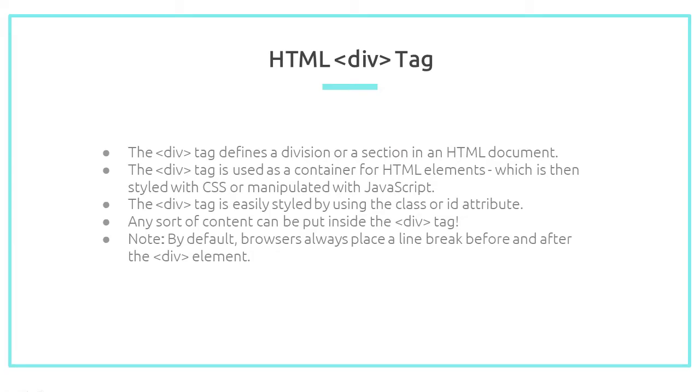HTML div tag. The div tag defines a division or a section in an HTML document. The div tag is used as a container for HTML elements, which is then styled with CSS or manipulated with JavaScript. The div tag is easily styled by using the class or id attribute. Any sort of content can be put inside the div tag. By default, browsers always place a line break before and after the div element.